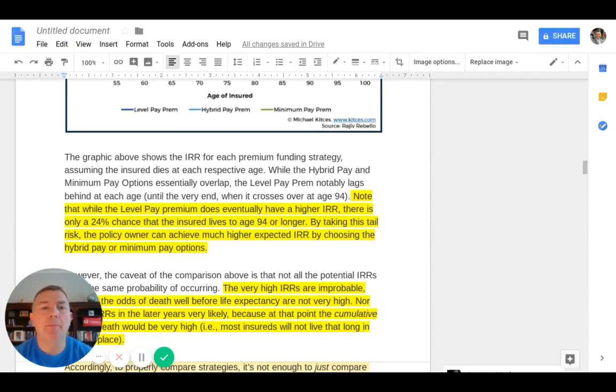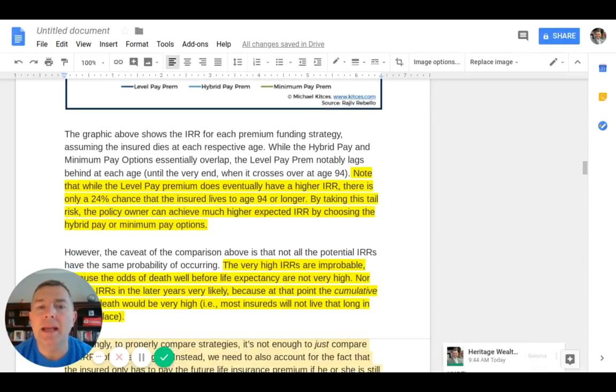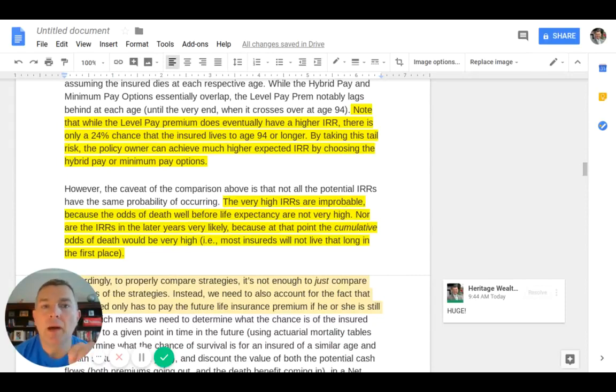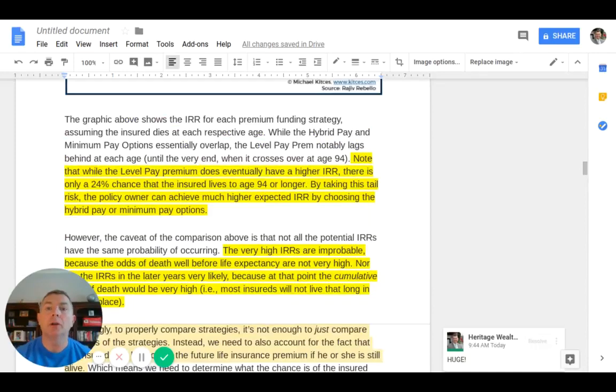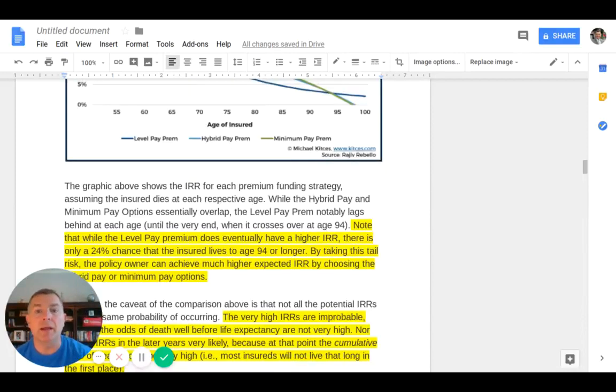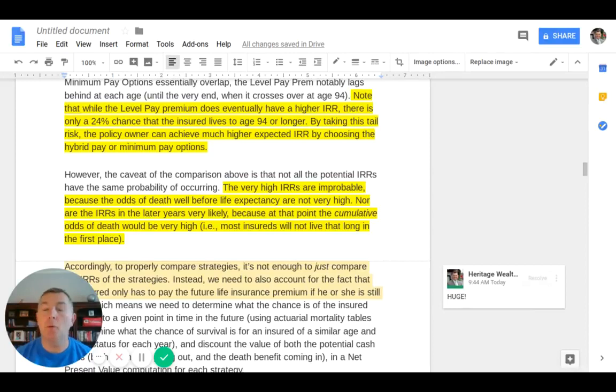While the hybrid pay and minimum pay options essentially overlap, the level pay notably lags behind at each age until the very end at age 94. Note that while the level pay premium does eventually have a higher IRR, there's only a 24% chance that the insured lives till 94 or longer. So here is where the internal rate of return on the death benefit for the level pay finally takes over in terms of a better rate of return than the other two. But there's only a 24% chance you're going to live that long anyway. And that's what needs to be accounted for, which I was not doing.